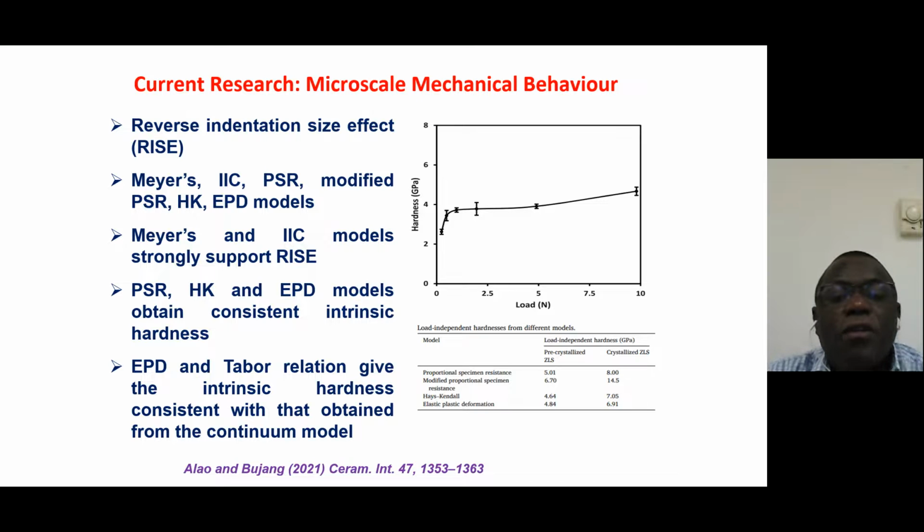And these results are published in this journal. So what we are saying now is that the best or the intrinsic hardness for this material is 4.84, that is pre-crystallized zirconia lithium silicate, and then 6.91 for crystallized lithium silicate. These are also published in this journal.